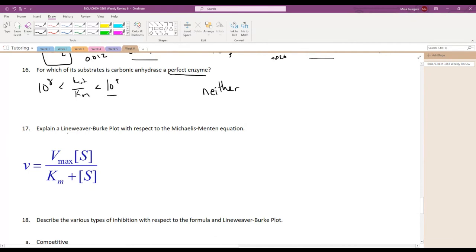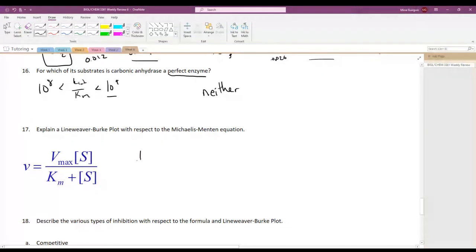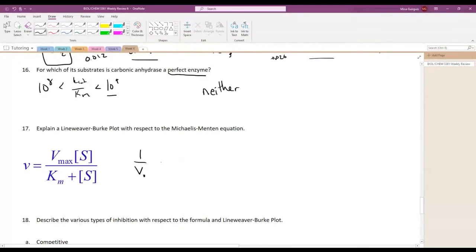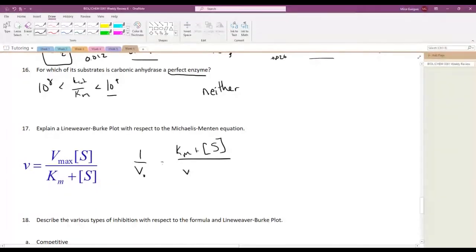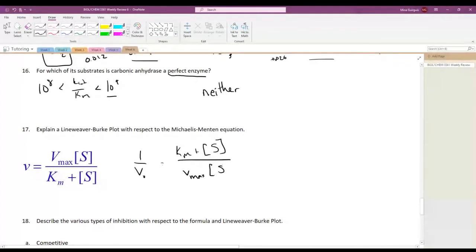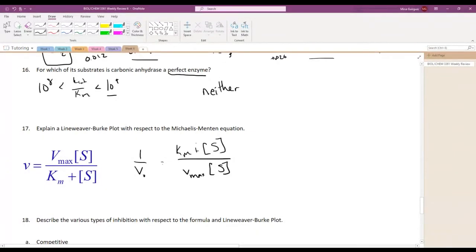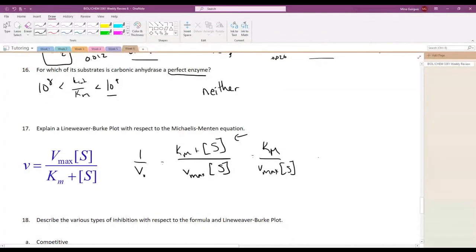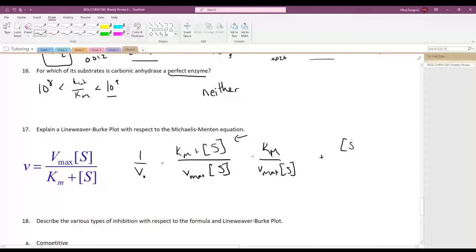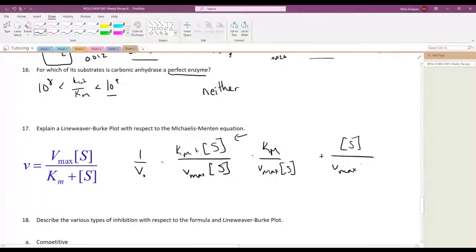So the Lineweaver-Burk plot is very similar to the Van't Hoff plot we talked about in the first unit. It's a reciprocal, so we're going to take the reciprocal of both sides, so 1 over V0 is equal to Km plus S over Vmax times S. Since now the addition is on the numerator, we can separate it out into Km over Vmax times S plus S over Vmax times S, okay?